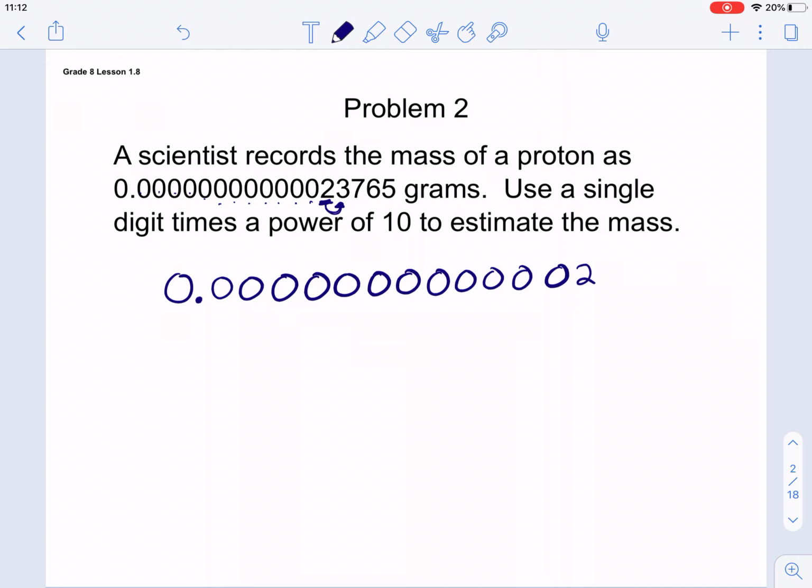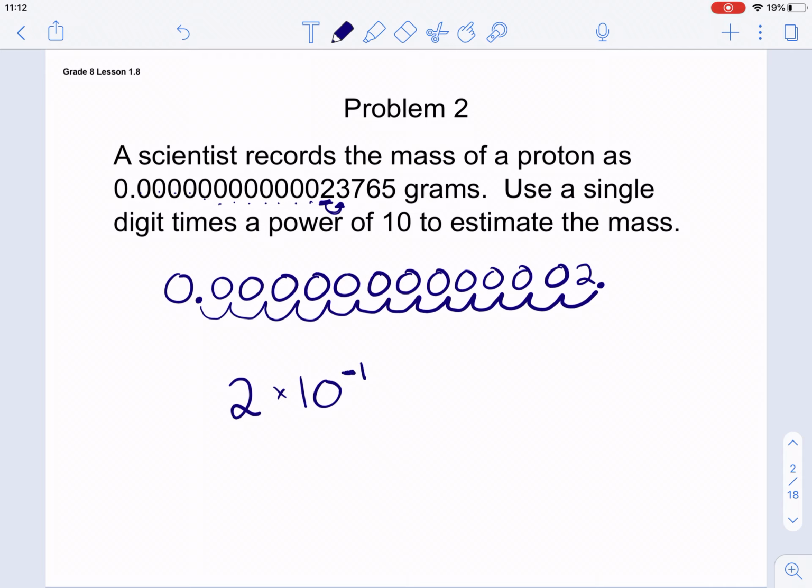Now I'm going to have to move my decimal to make it a single digit times a power of 10, and I'm going to count how many times I move my decimal. I have to move my decimal 1, 2, 3, 4, 5, 6, 7, 8, 9, 10, 11, 12, 13. I move my decimal 13 times. So it becomes 2 times 10, and since I moved my decimal to the right, and since this number is less than 1, it would be a negative exponent. So it would be 2 times 10 to the negative 13th power.